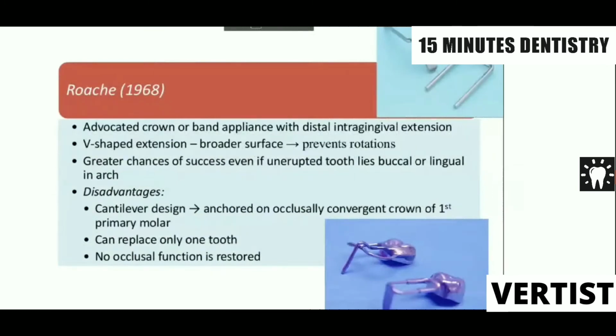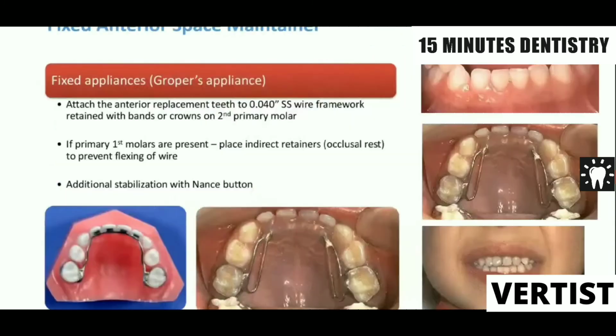Later, Roache proposed the use of a crown and a band appliance along with a V-shaped intragingival extension. Because of this broader surface, it helped prevent rotation of the first permanent molar, and it became quite popular from there onwards.